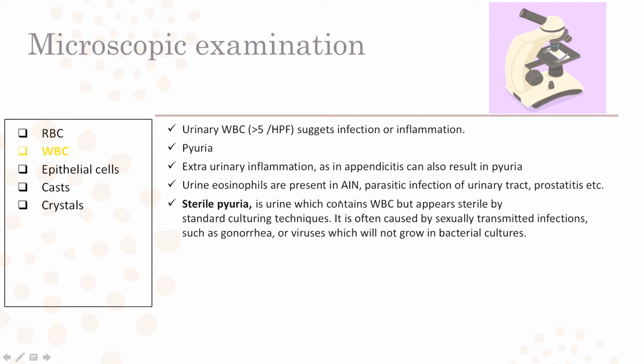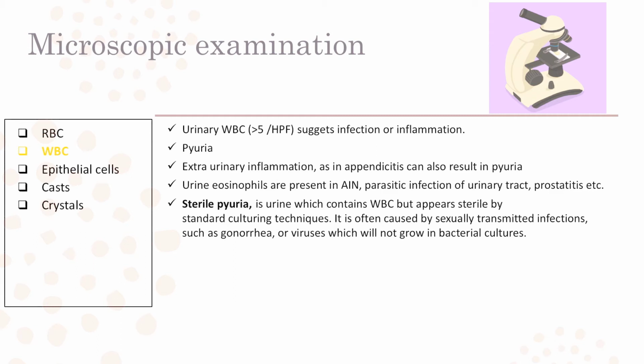Urine eosinophils are markers of allergy, so they are found in ATIN, acute tubulointerstitial nephritis, AIN or ATIN. Right, in parasitic infections of the urinary tract, we find eosinophils, or in prostatitis, we find urine eosinophils in specific.